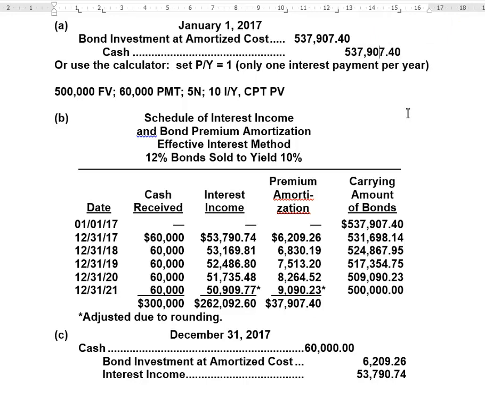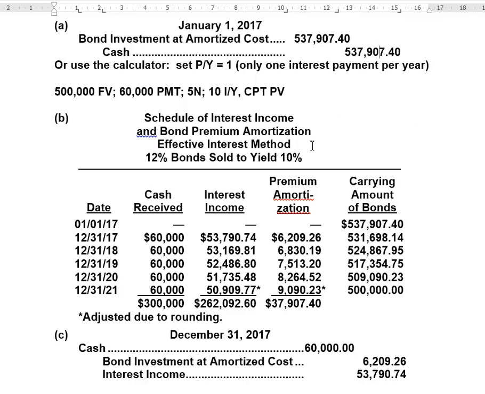$537,907. And I think you might not get 40 cents, you might get 97 or 98 cents, but that's okay, not to worry. The authors of the text probably use a bond table, and they don't use a calculator. So you will get a slightly different answer, but the calculator is always more exact, right?